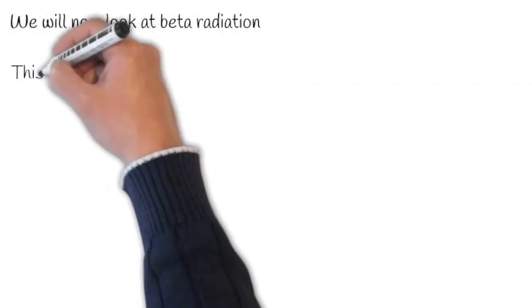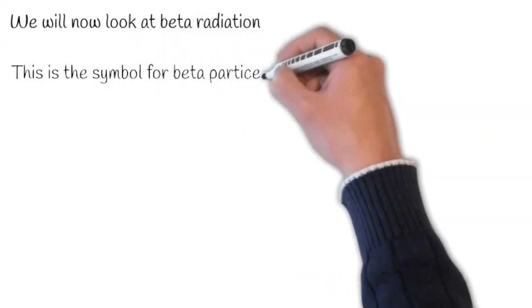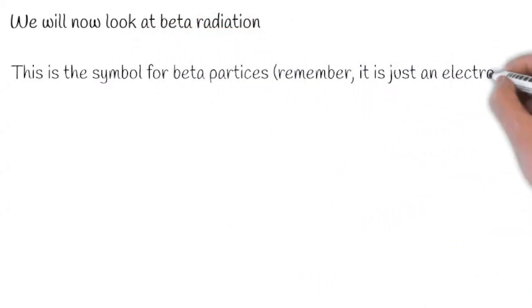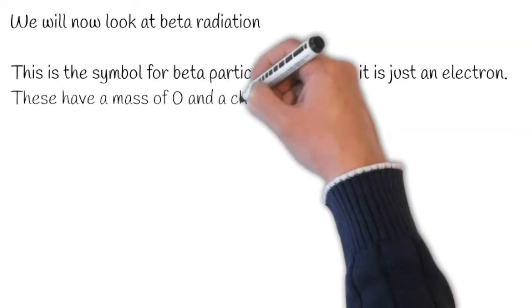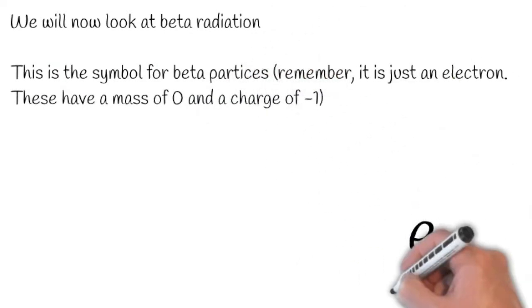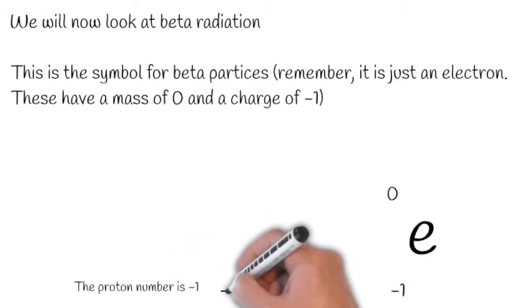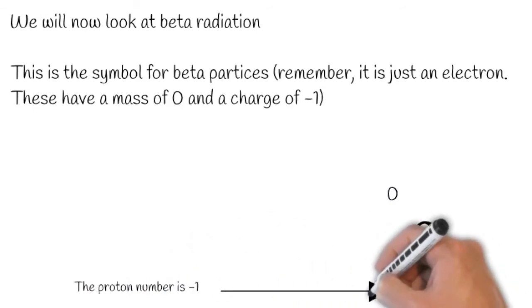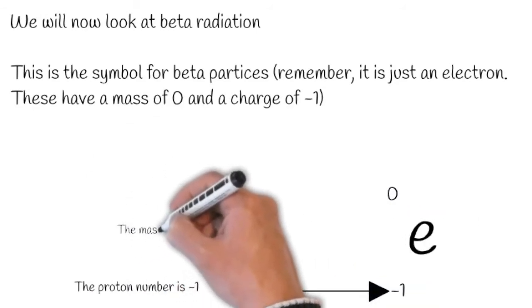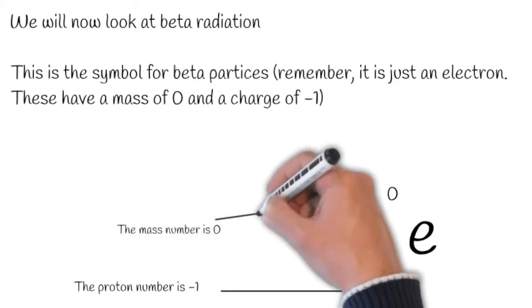We will now look at beta radiation. Here is the symbol for beta particles. Remember, it is just an electron. So they have a mass of 0 and a charge of -1. The proton number is -1 and the mass number is 0.